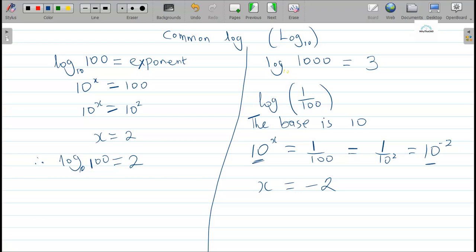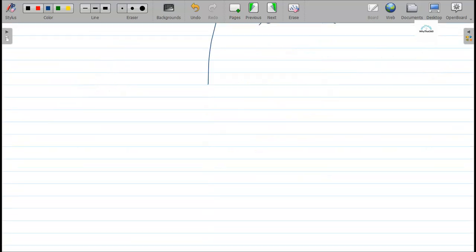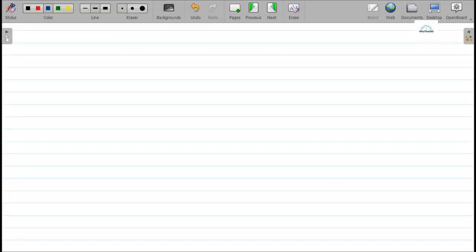Most of the time you will use a calculator for the common log and the natural log, but for logs to any base you may not. Sometimes the question says find the log of 33, and in school we used four-figure tables.